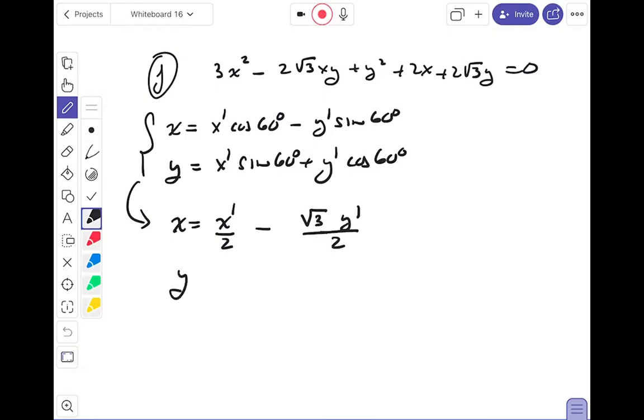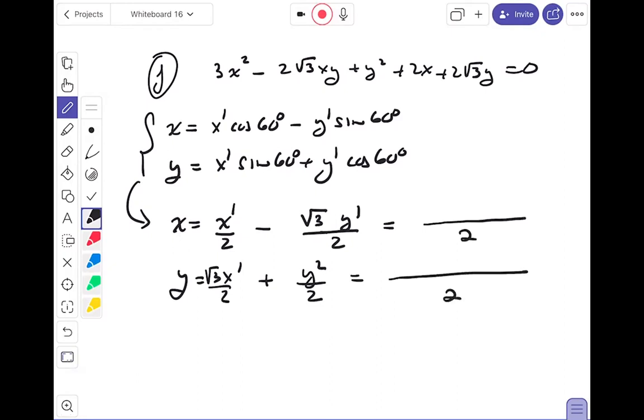All right, let's put down y. That's going to be x prime root 3 over 2 plus y prime over 2. Well, I got some work to do here. And I hate to say this, but I want to do the work. And let me put this over here as common denominator, 2. This would be x prime minus root 3 y prime. This would be root 3 x prime plus, I'm sorry, I put y squared, it's y prime.